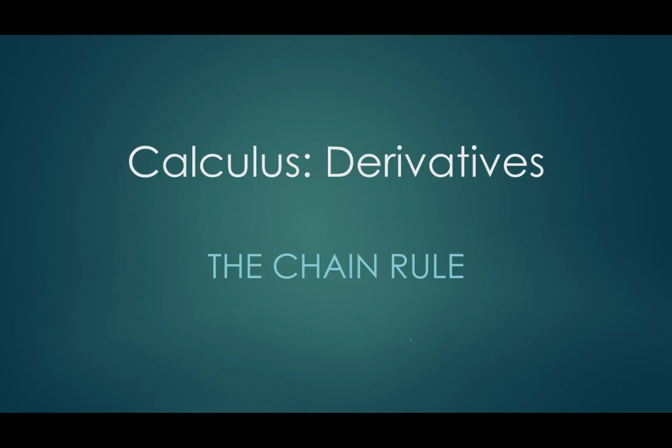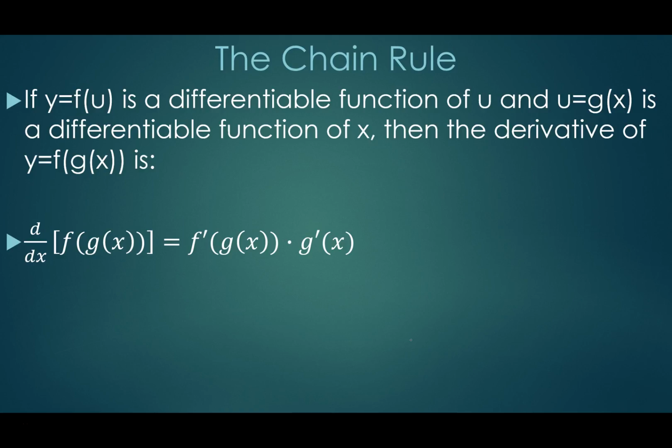Hello, so today we're going to talk about the concept of the chain rule in relation to derivatives. Now, as the name implies, the chain rule is a chain of derivatives from one particular function. This is going to be a little more complex than your usual product or quotient rule, so you need to make sure you're paying attention and you're being careful.